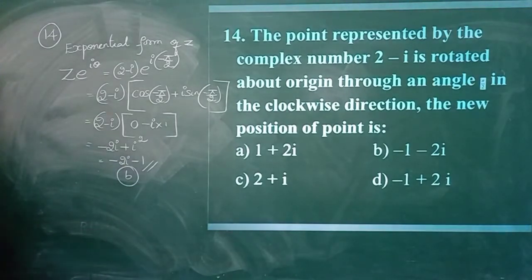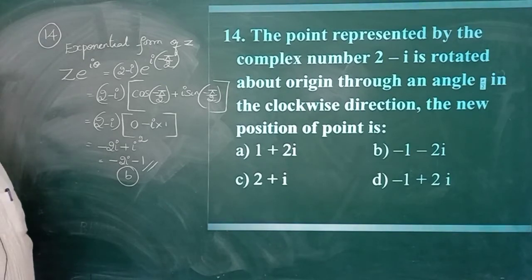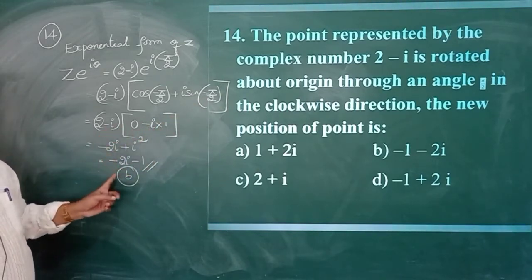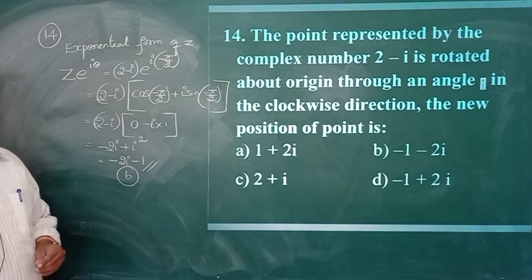So I will repeat once again, the exponential form of a complex number is given by z into e power i theta, whereas z here is 2 minus i, theta is minus pi by 2 because of the clockwise direction. Since it is clockwise, we have to take minus pi by 2. e power i theta is nothing but cos theta plus i sin theta. 2 minus i into cos 90 is 0, sin of minus 90, therefore minus, multiply minus to this, you will get minus 1 minus 2i.